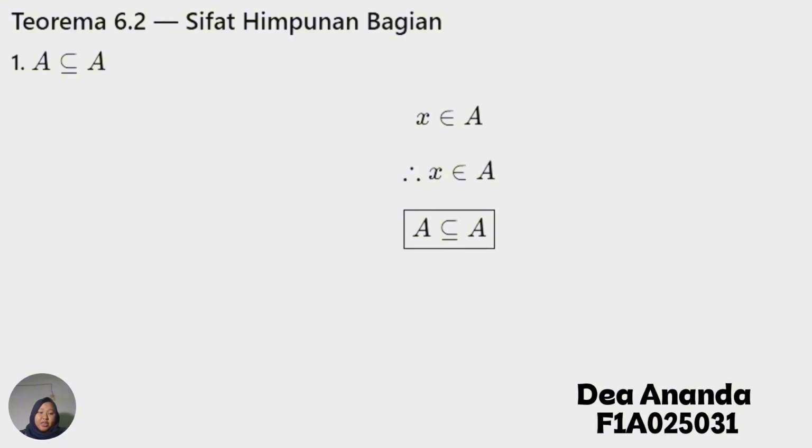Proof: A is a subset of A. Let's say X is a member of A. Because X is a member of A, X is also located in A. So every member of A is a member of A. So A is a subset of A.